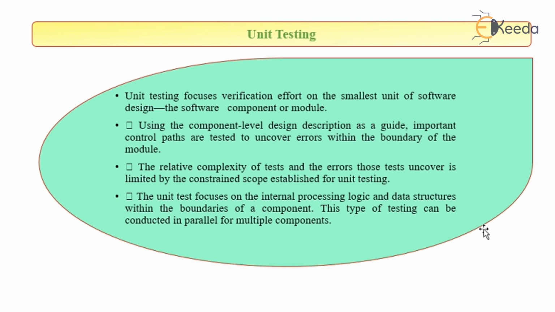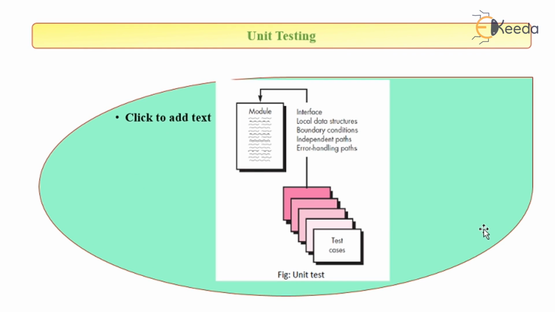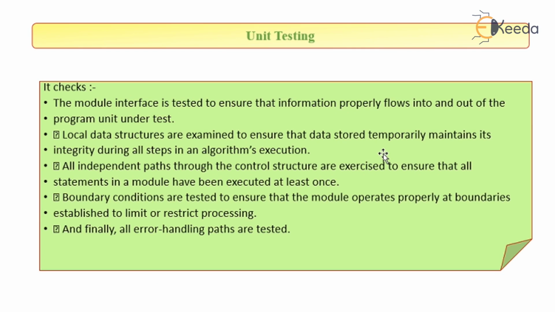This type of testing can be conducted in parallel for multiple components. Now, I am testing the smallest unit against the test cases to check the interface, the local data structures, the boundary conditions, the independent paths, and error handling paths. This is an important diagram which explains everything about unit testing, or the testing of the smallest module.